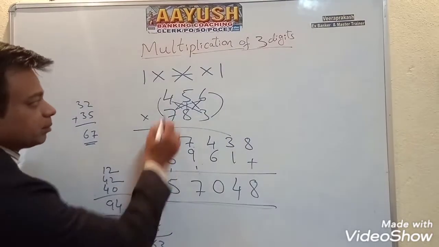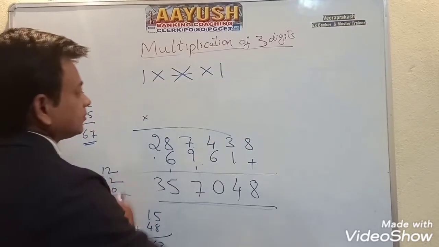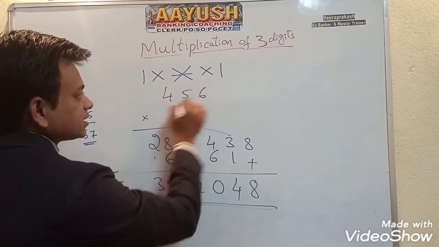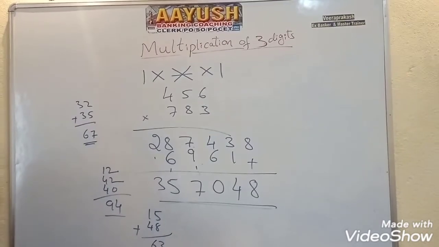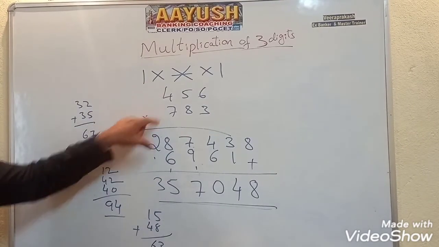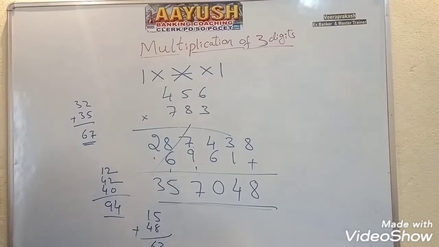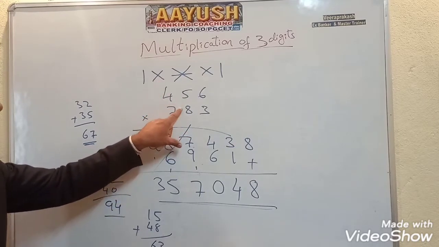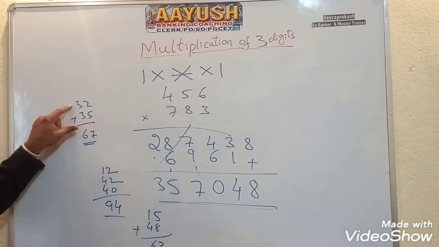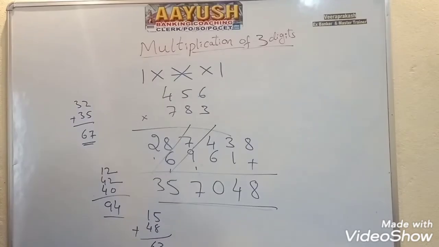So once again I'll repeat. 4 5 6 into 783. First, straight away 4 into 7, 28. Then cross it, the X mark: 4 8s are 32, 7 5s are 35, 32 plus 35 is 67, so this is 67.